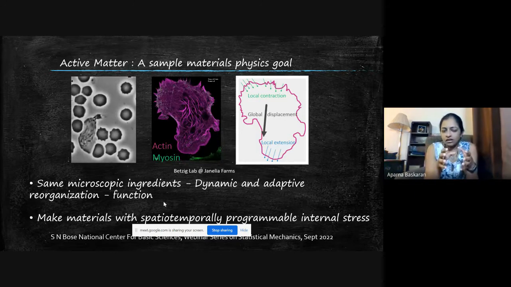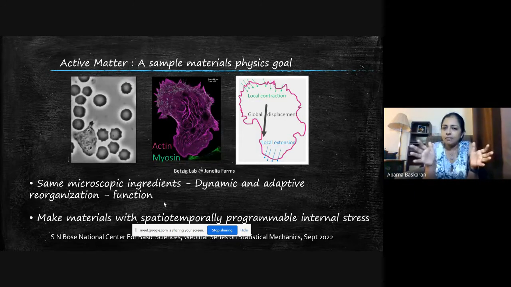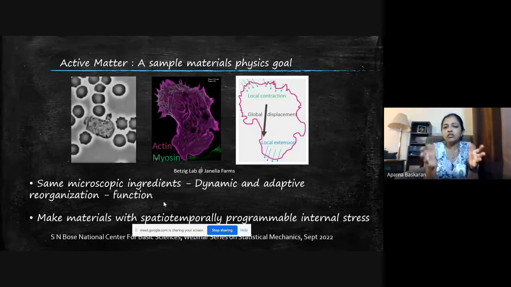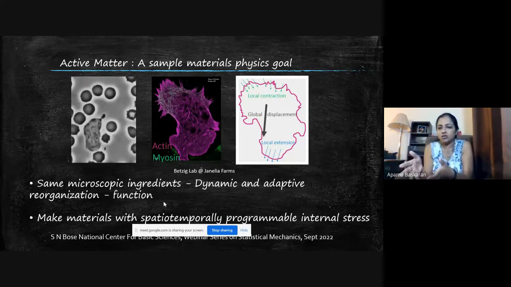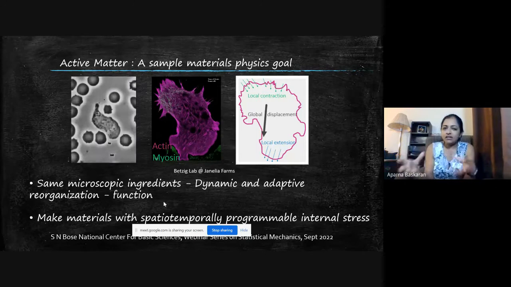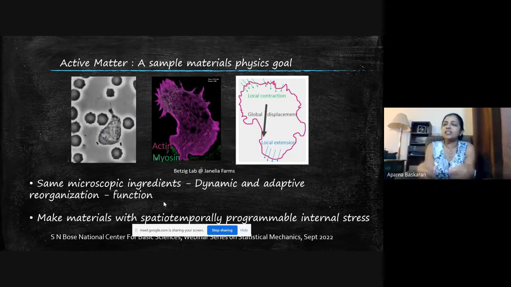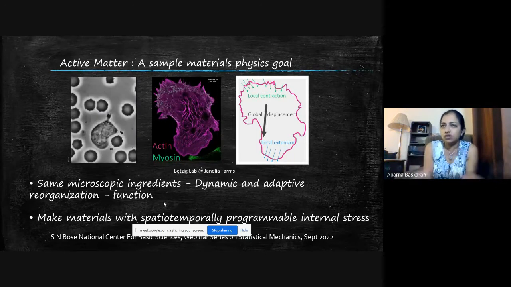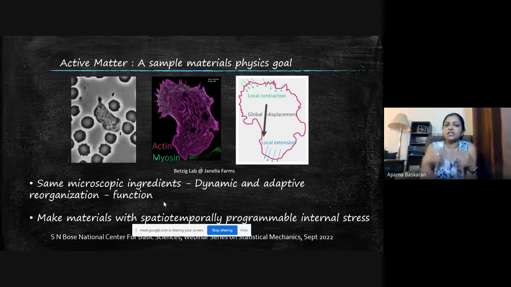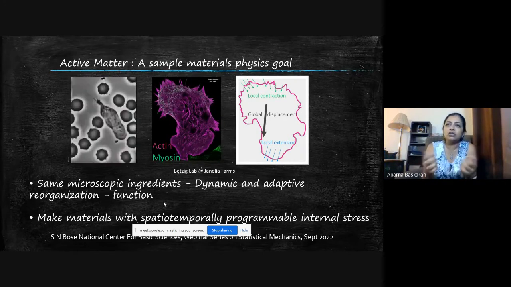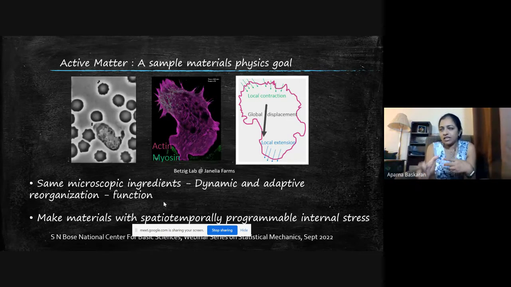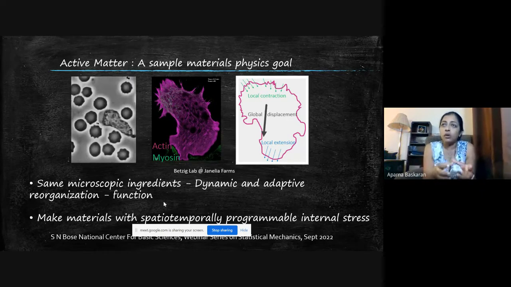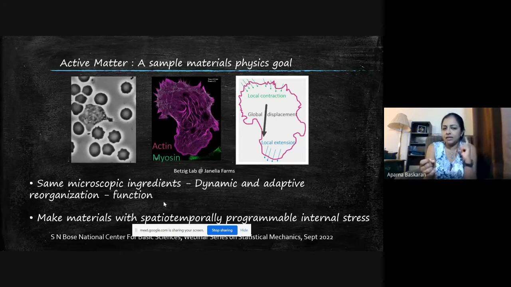The cytoskeleton of the cell always has the same proteins. It has the microtubules, it has the microtubule associated proteins, it has actin, it has the actin associated proteins. But then that material is able to dynamically and adaptively reorganize to do whatever the cell needs to do, right? It can organize so that the cell is crawling. It can organize so that the cell is dividing. It's basically this dynamic and adaptive reorganization that allows my material to acquire function. So that's one thing that I want.